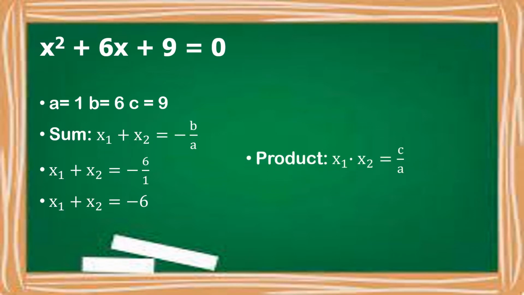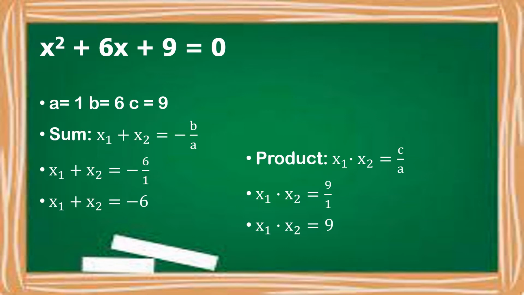For the product of the roots, we have c over a. C is equal to 9. A is equal to 1. So we have here 9 over 1, which means 9 divided by 1. 9 divided by 1 is 9. So the product of the roots is 9.